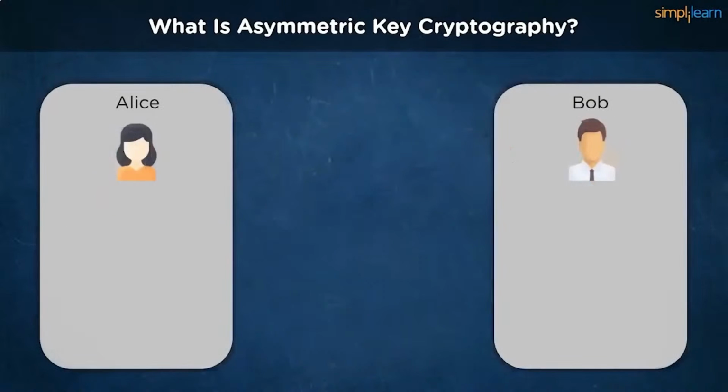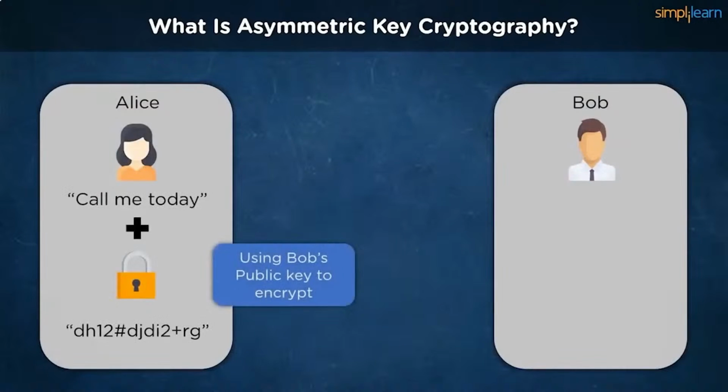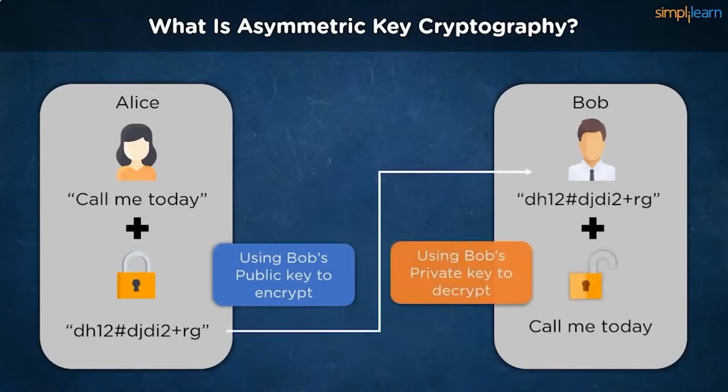In another example, if Alice wants to send a message to Bob, let's say it reads "Call me today," she must use Bob's public key while encrypting the message. Upon receiving the cipher message, Bob can proceed to use his private key in order to decrypt the message, and hence complete security is attained during transmission without any need for sharing the key.